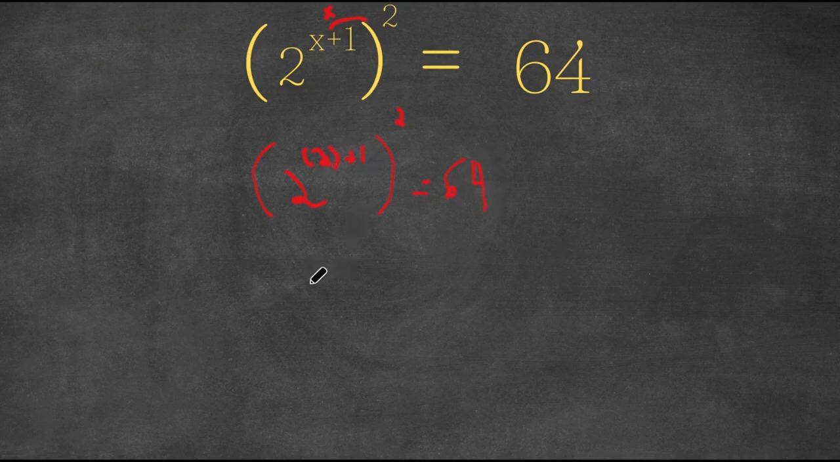2 plus 1 is 3, so we have (2^3)^2 equals 64. And 2^3 is 8, so we have 8 squared equals 64. And what is 8 squared? 64. So 64 does in fact equal 64, meaning x equals 2. And this is right.